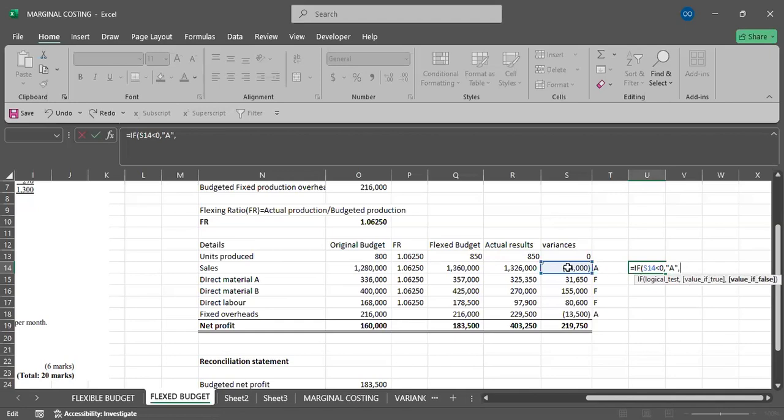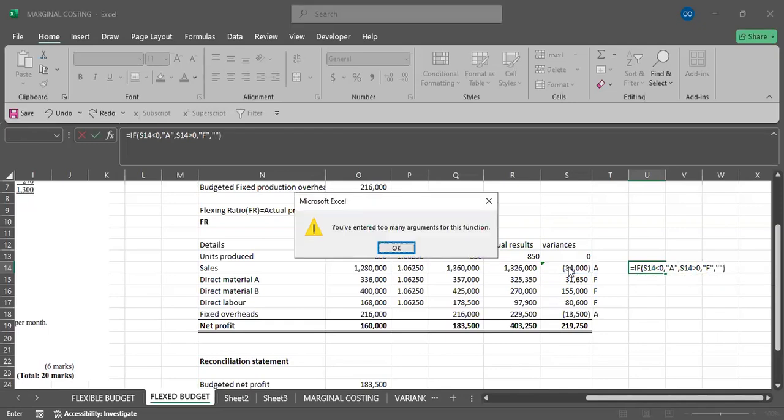If this figure here is greater than 0, comma, then we are talking about favorable. And if it does not meet any of those conditions, then of course we just put an empty cell.